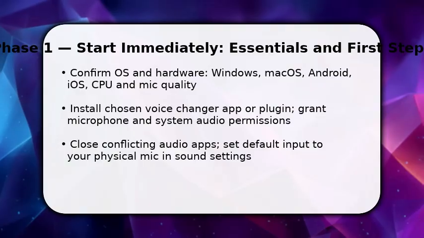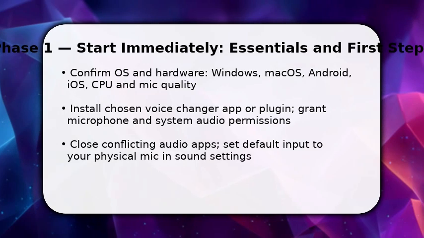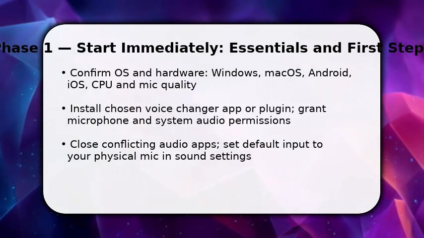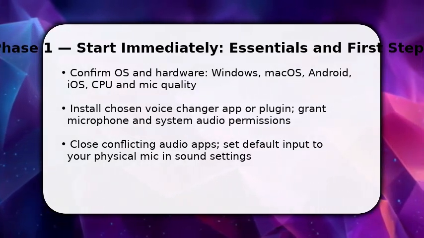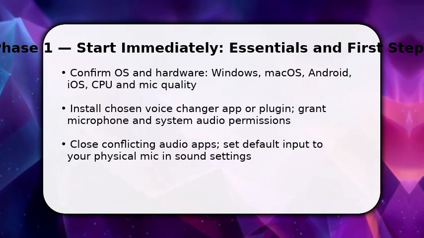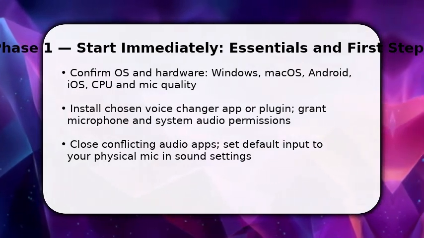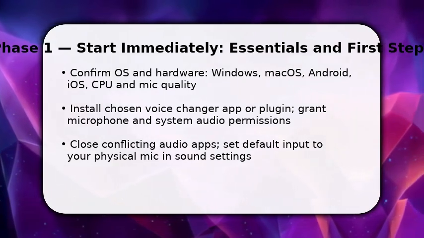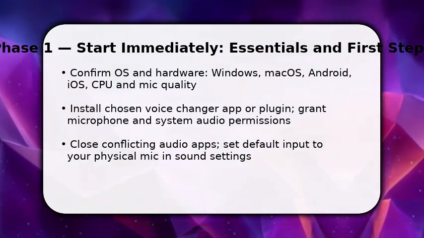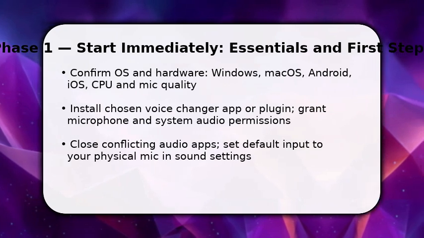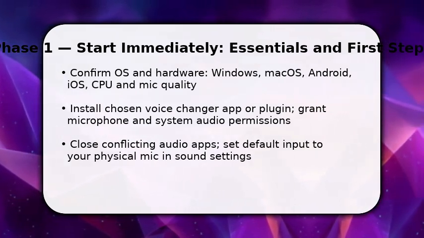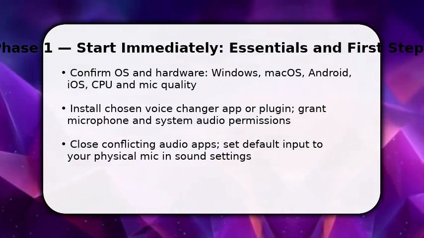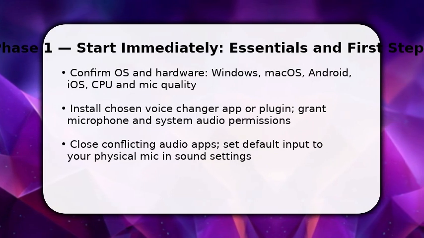Enjoy the video. You start by verifying compatibility and essentials. Check your operating system and microphone quality, because a bad mic ruins the effect. Next, install the Voice Changer app or plugin and grant microphone and system audio permissions so routing works. Once done, open System Sound Settings and set your physical microphone as the default input. Make sure no other apps are holding the mic.